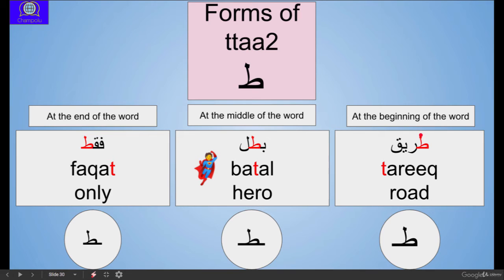Here you'll find that the letter طاء occurs in the beginning of the word, so it takes the initial form. Moving on to the word بطل, بطل, which means hero, you'll find that the letter طاء occurs in the middle of the word, so it takes the medial form. For the word فقط, فقط, which means only, you'll find that the letter طاء occurs at the end of the word, so it takes the final form.